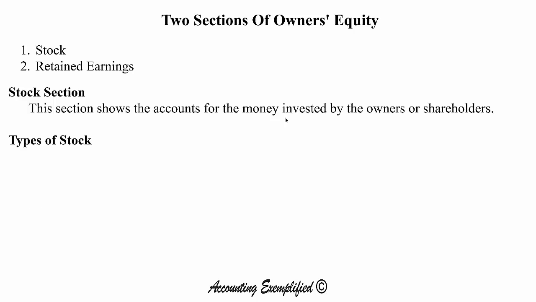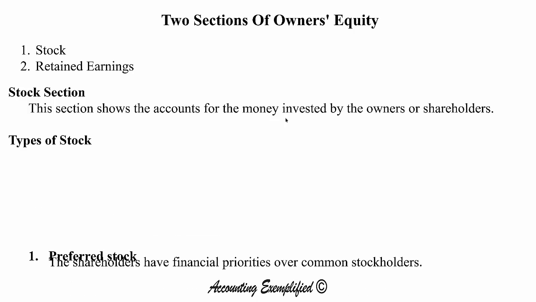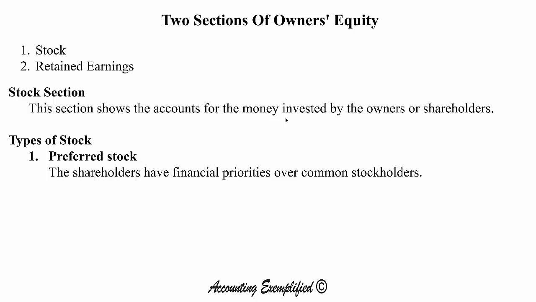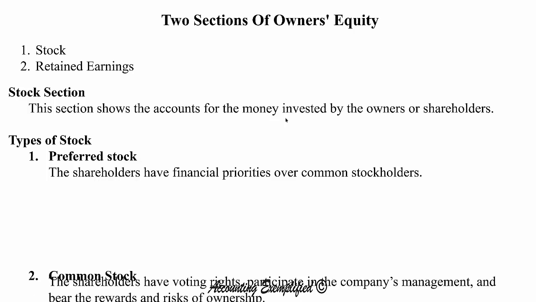Now there are different types of stock. First one is the preferred stock. This is called the preferred stock because the shareholders who buy preferred stock from the company will enjoy some financial priorities over common stockholders. Usually, these financial priorities are in receiving the dividends and also in other economic benefits.